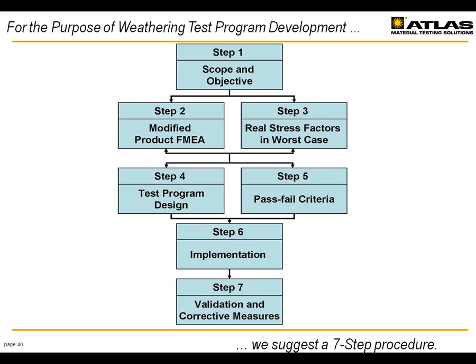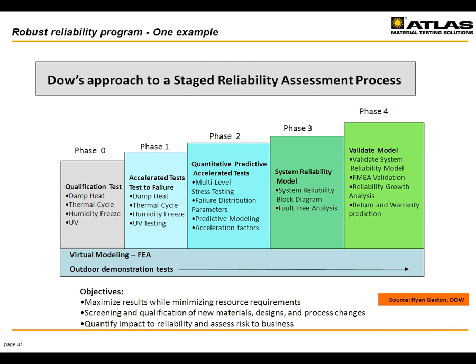A look at one company's approach to the development of a staged reliability assessment process. And this comes courtesy of Dow. My good friend Ryan Gaston has allowed this to be used. And here they're looking at first developing a qualification test. These are tests that say, all right, the minimum tests required. And they're using the IEC. They do those qualification tests to make sure that they don't have any issues with their products.